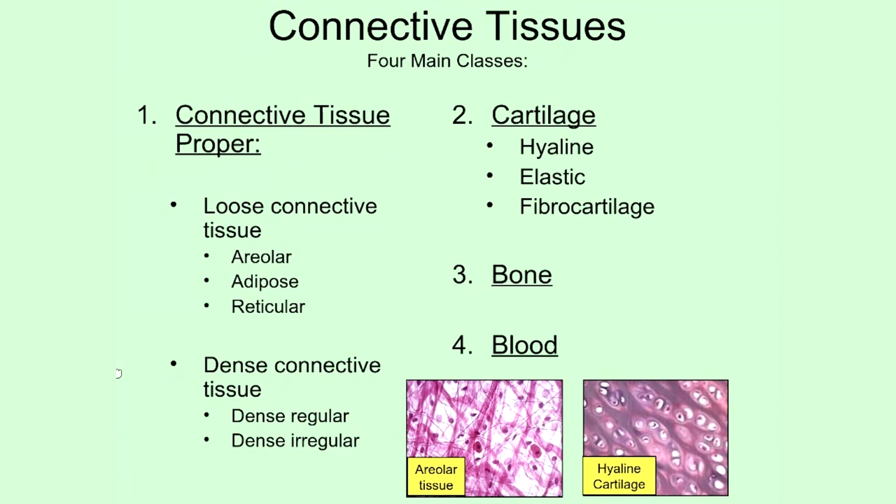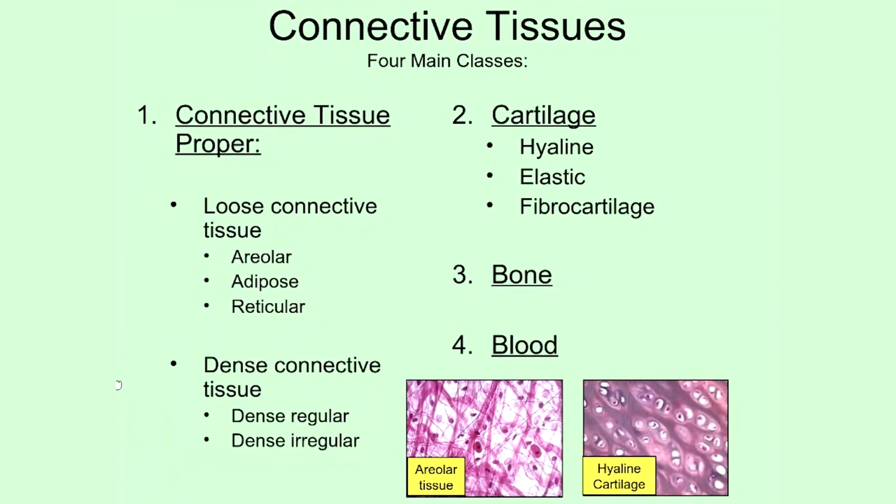The second type of connective tissue proper is what's known as dense connective tissue. So dense connective tissue is the opposite of loose. When you have a dense connective tissue, you have so many cells and so many fibers compacted into the area that there's really no visible open space. Instead, the tissue really just kind of looks like a solid because it's so very, very dense.